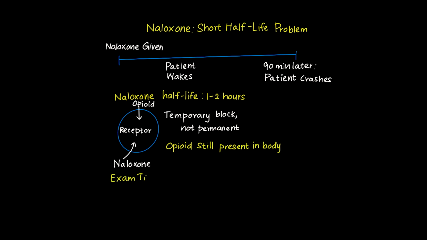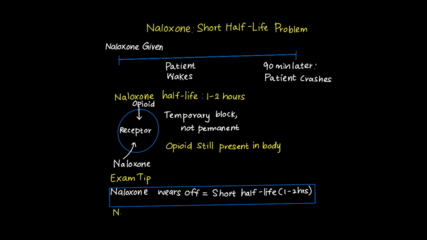Here is a WGU D441 OA exam tip for you. Whenever a question describes naloxone wearing off and the patient declining again, the answer is the short half-life of naloxone. The opioid outlasts the reversal agent. Quick recall hook. Naloxone is a short shift worker. It clocks out in 1 to 2 hours.